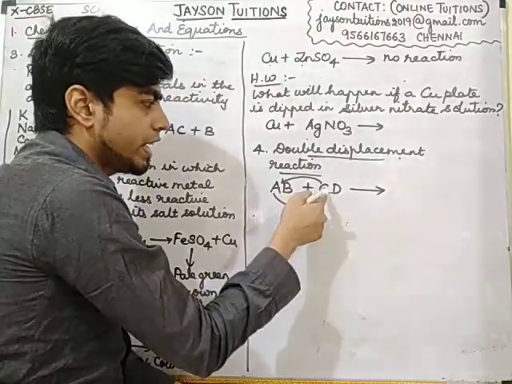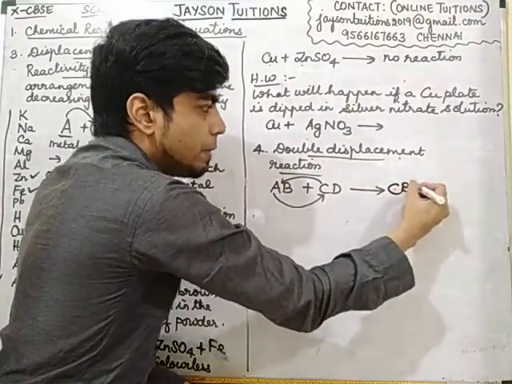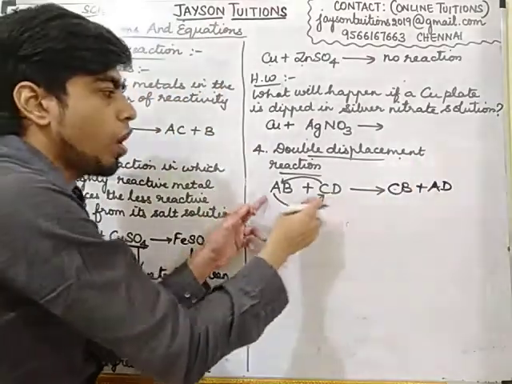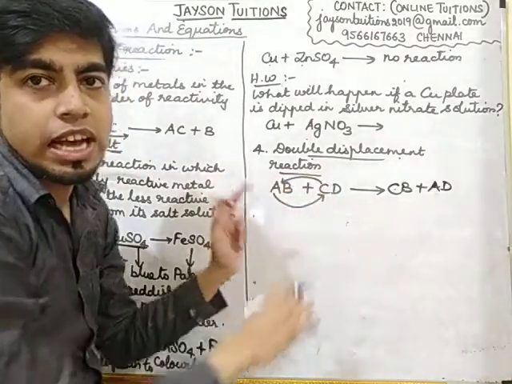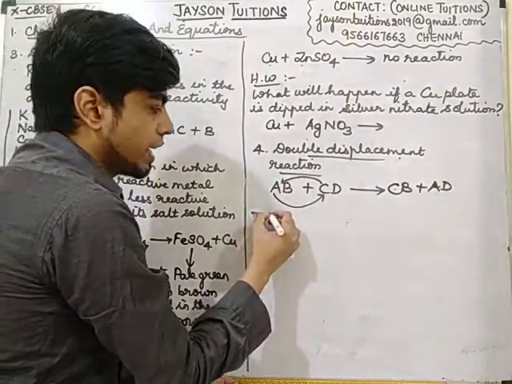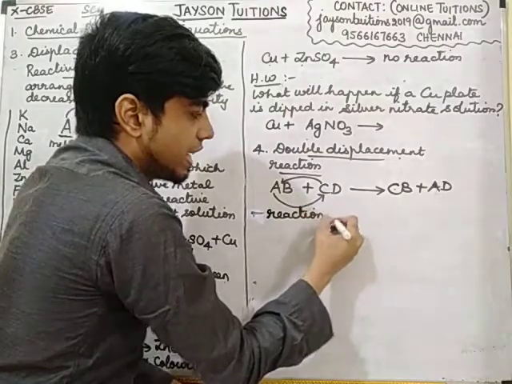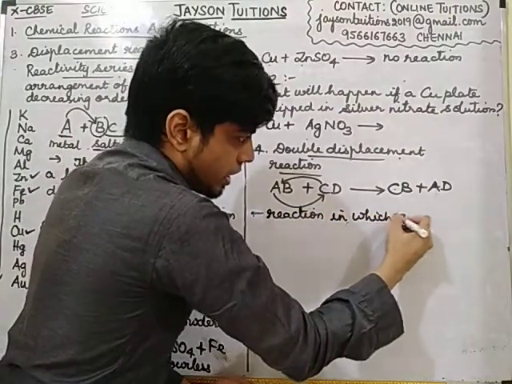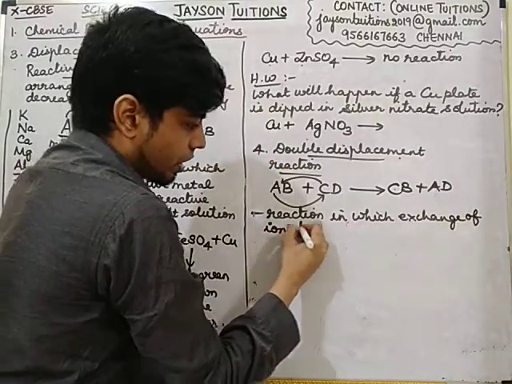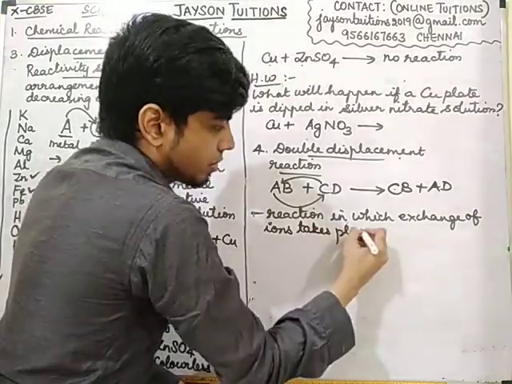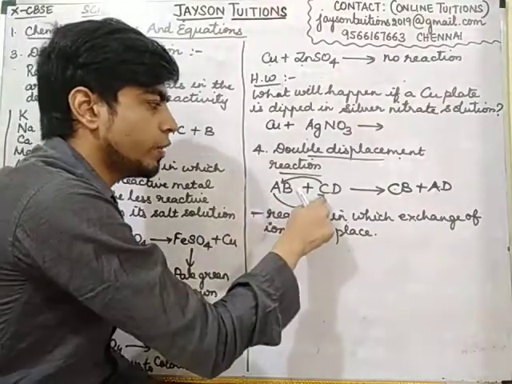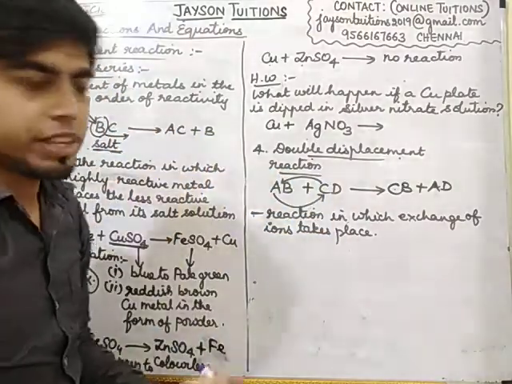So what product will I get? If C comes here, I will get CB, plus if A goes there, I will get AD. So the two compounds exchange their ions, and it is called a double displacement reaction. A double displacement reaction means the reaction in which exchange of ions takes place. Two displacements occur: on this side one displacement and on this side another displacement.